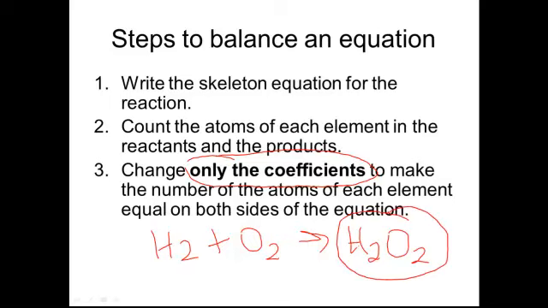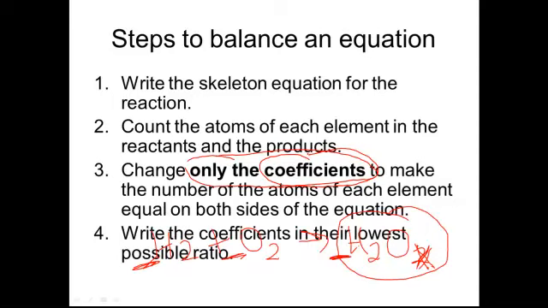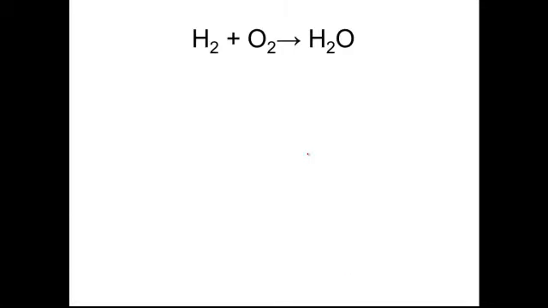That's no longer water. That is now hydrogen peroxide, a very, very different substance from water. So you cannot do that. Again, the only things you can change are the numbers that go here, here, or here. Those are our coefficients. You only change the coefficients in the balanced equation. Then you write those coefficients in their lowest possible ratio.